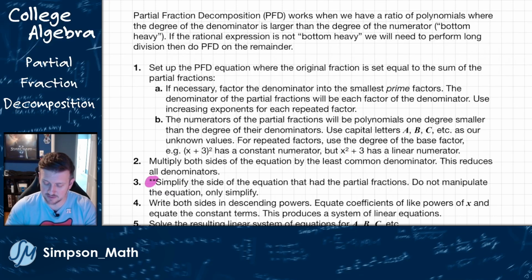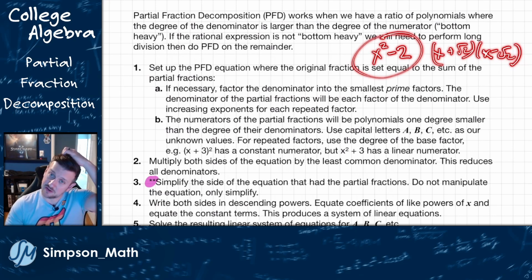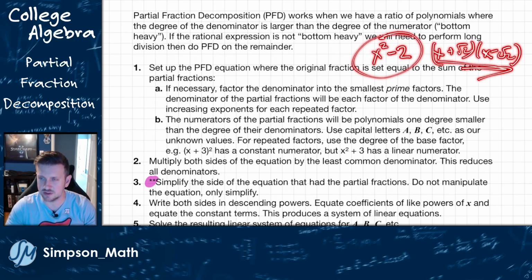I don't need to force x squared minus 2 into x plus square root of 2 and x minus square root of 2. We don't want that because that's gross. So leave the factor as x squared minus 2. Don't try to force it into something else. This would be a prime factor.